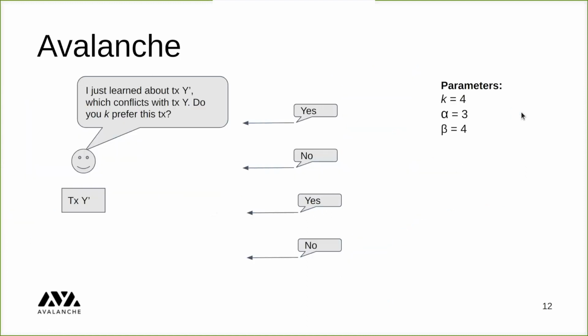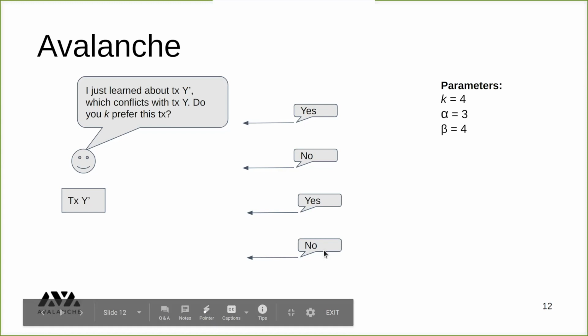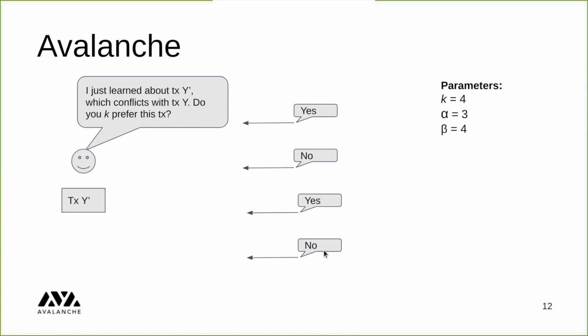Okay, so now let's say our node learns about some transaction Y prime, which conflicts with transaction Y. And we do the same thing as before. We randomly subsample 4 validators on the network, and we ask them if they prefer transaction Y prime. And in this case, 2 of them say, yes, I prefer Y prime, and 2 of them say, no, I don't prefer Y prime, right? So this time we didn't get the alpha majority response.